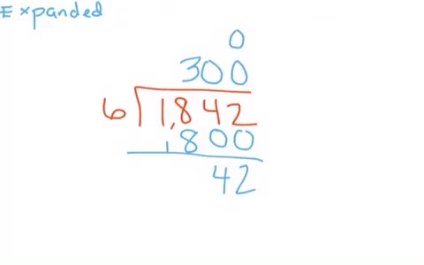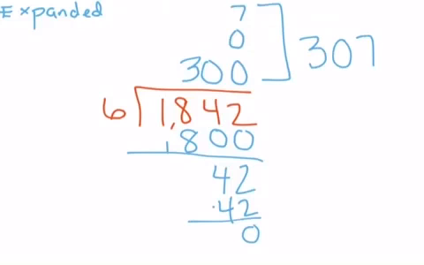So, if you do your 6's, 6 times 7 is 42 right on. And when I subtract that, I'm left with nothing. So if you're looking at the answer here in the quotient, we have 300 plus the 7 is 307. So there's your answer for that one.